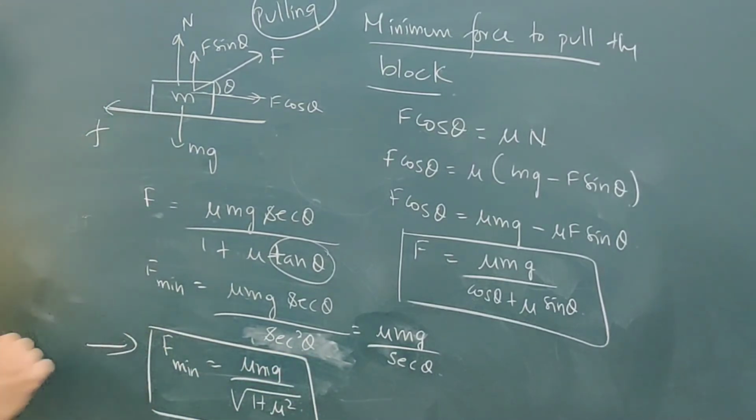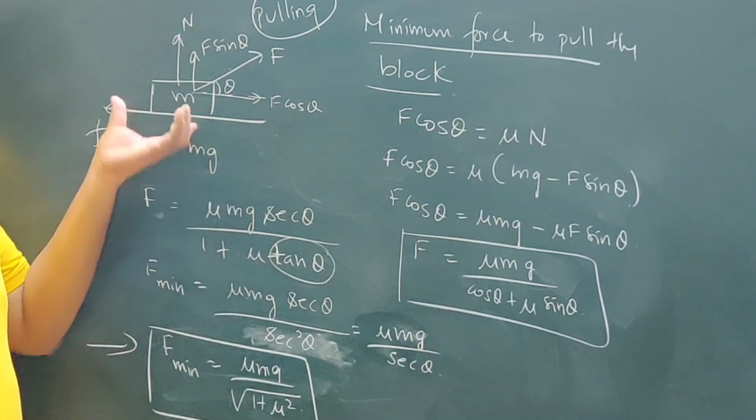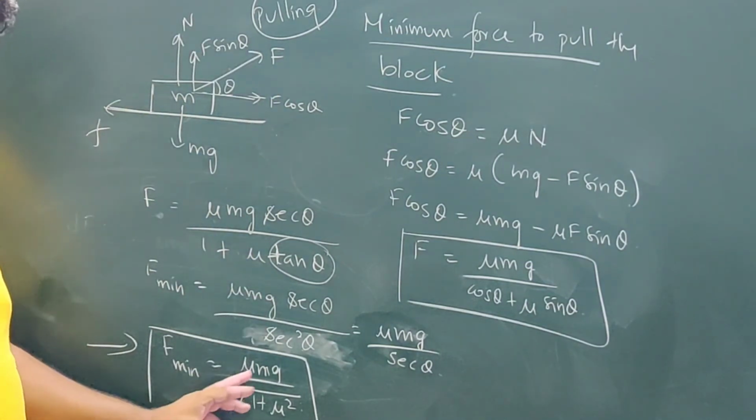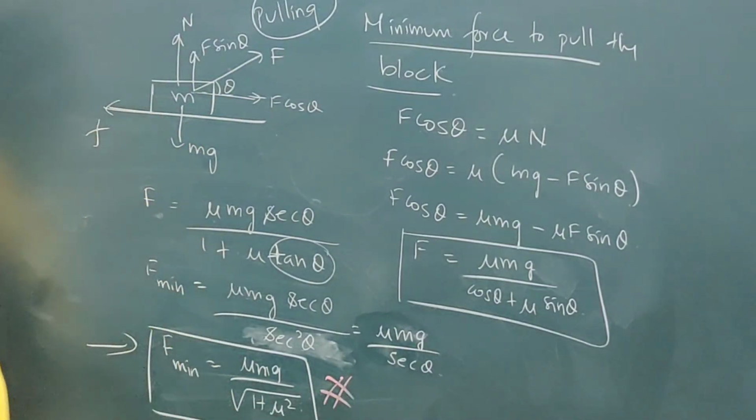So this is the value of the minimum force that can be applied to move this block. Mu mg divided by square root of 1 plus mu square. This result is important.